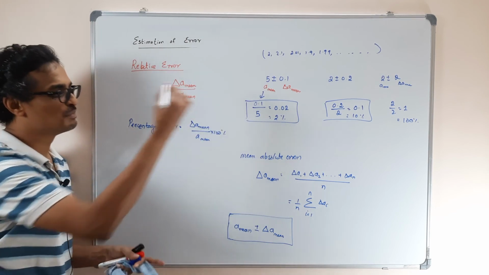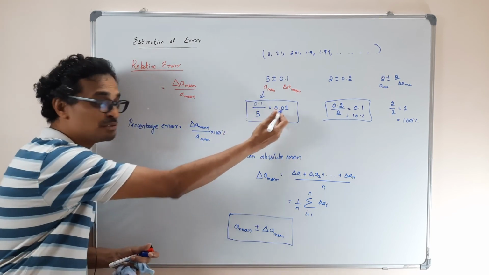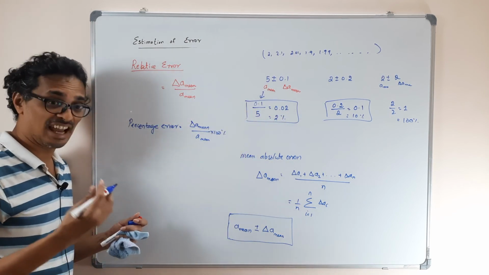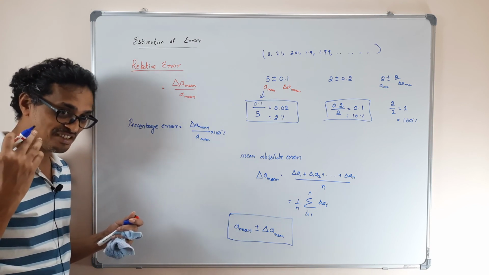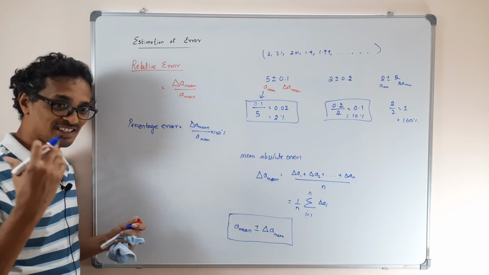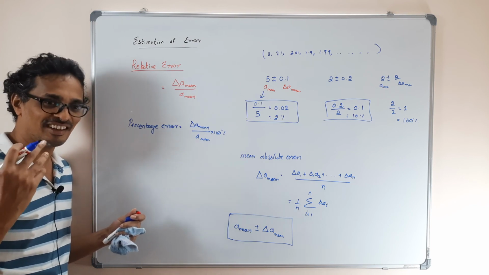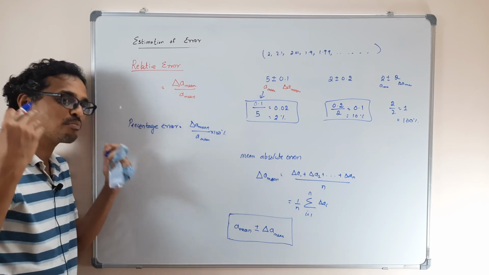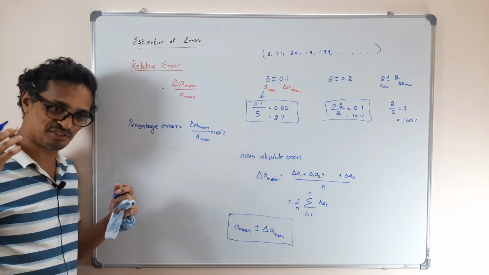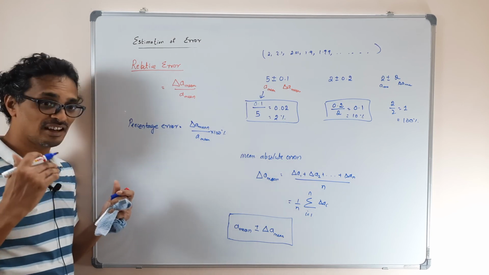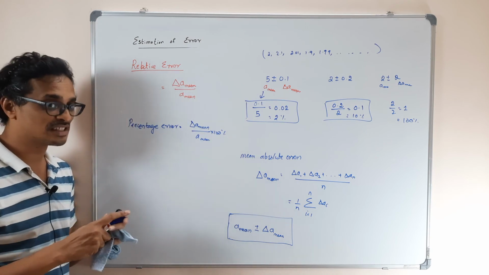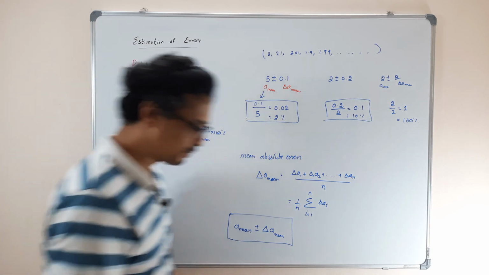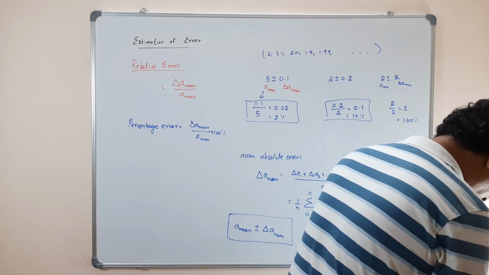So this gives a nice measure. That means my experiments are accurate up to 2%, or my experiments are accurate up to 10% accuracy. When I do the experiment, I can claim that my experiment is so precise, its accuracy is up to 10%. So this is one of the nice ways of defining the precision of your error. So, relative error and percentage error.